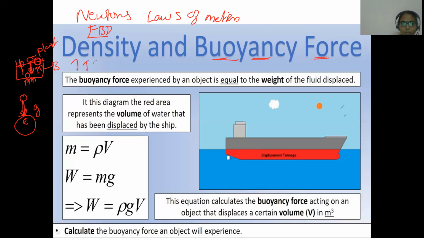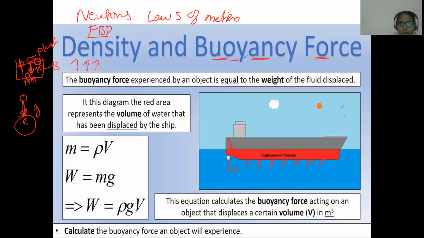act in the upward direction. You can see in this picture, the boat is there inside the water. Here the upward force is acting on the boat, that is why the boat is floating on the surface of the water. Compared to the density of the boat, the density of the water is more. That's why the body is floating on the surface of the water.